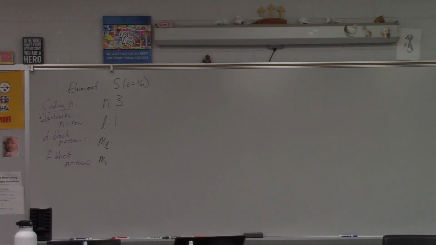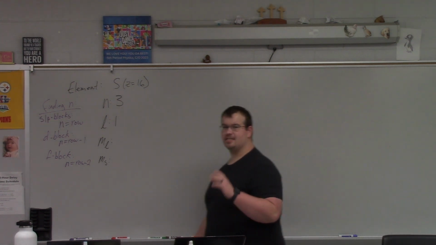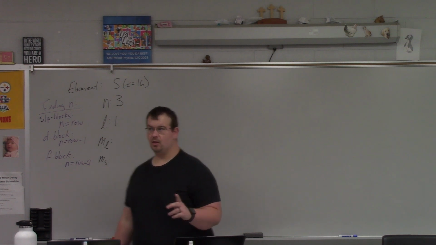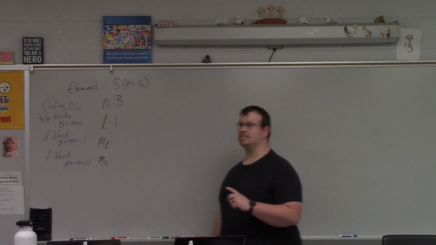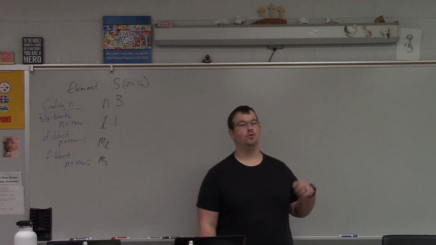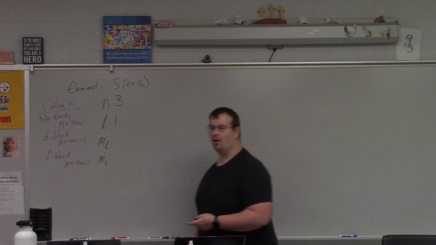That's true. Now, I have it narrowed down to a row. I have it narrowed down to a block. What I've done is I've narrowed it down to 6 elements. Now I have to narrow it down more. M sub L, magnetic quantum number, that's the column. So look at the column sulfur is in, -1, and look at the value for M sub L over it.